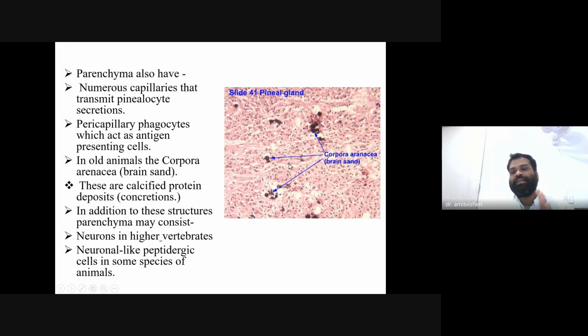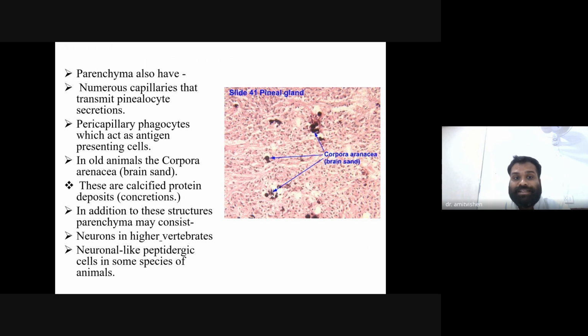If I talk about the brain sand, that is a part of the pineal gland, you will see it only in the histology of the mammalian pineal gland. This question will be asked in many exams. Brain sand is present in the mammalian pineal gland, not in birds. It is totally absent in birds, reptiles, and fishes, but it is present in mammals, right? And these are calcified.